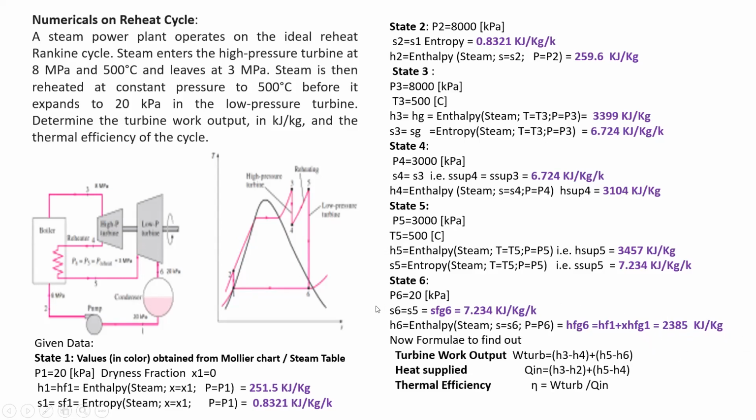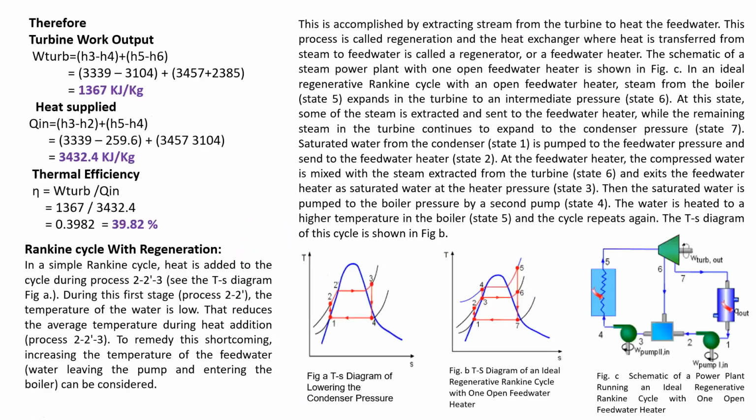There is an alternate method: from the entropy, you can find out the value of X first and then substitute the value of X here. You will get the value of H6. Here it is taken directly from the steam table, no problem.